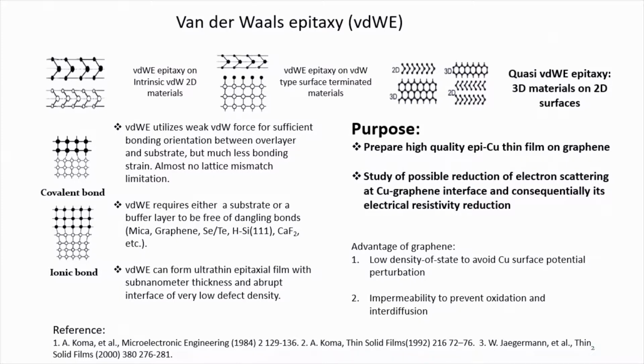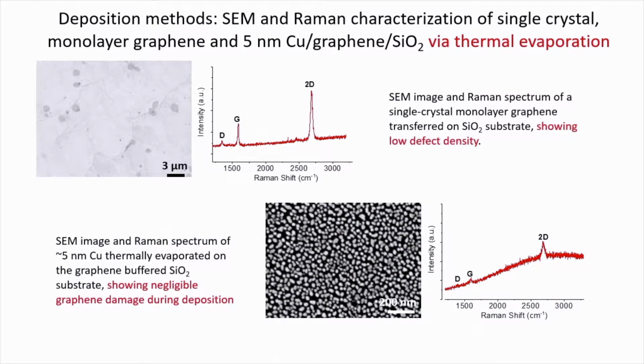And the other advantage is that graphene is theoretically impermeable to most molecules, so it can serve as a good barrier for interdiffusion between copper and the surrounding materials. So we first investigated different deposition methods, because some of the deposition methods can cause damage to graphene, so we won't be able to achieve good epitaxy.